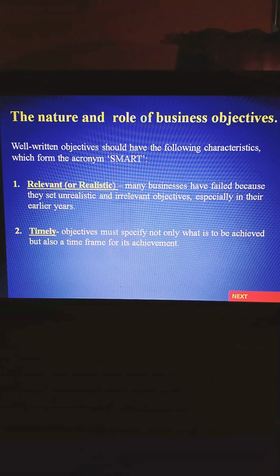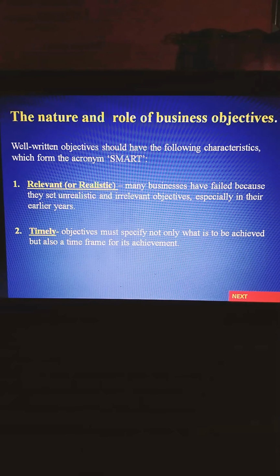The T stands for time. We must have a duration. When do we want to reach this target? End of month, 2 months' time, 5 years' time. So objectives must specify not only what is to be achieved, but also a time frame for it to be achieved. So we look at SMART: specific, measurable, attainable, relevant, and timely.